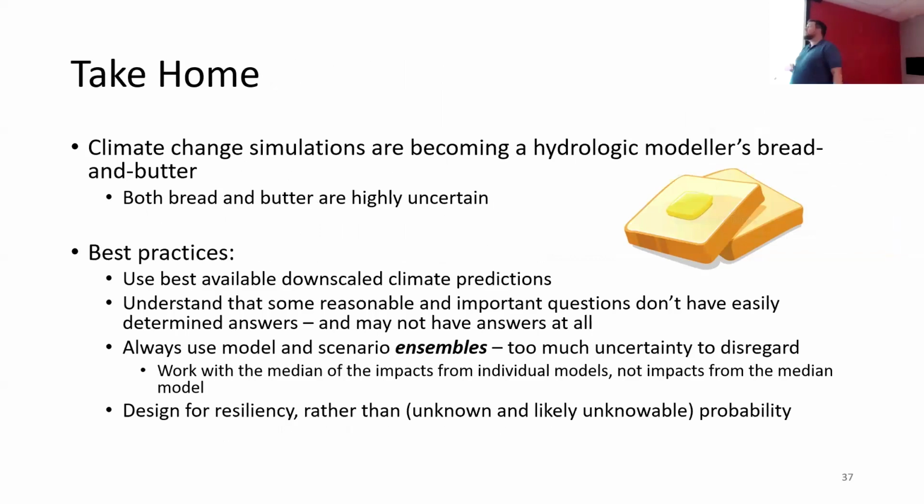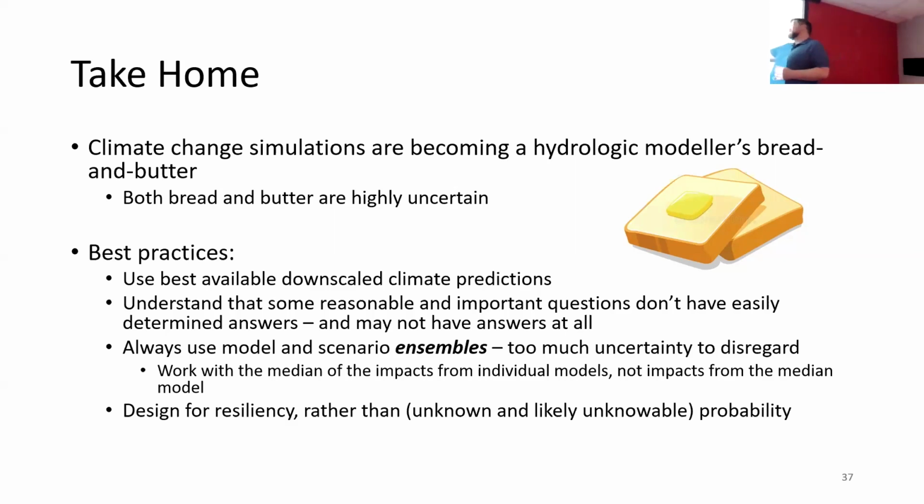All right, so the take home here: climate change simulations are really becoming a big part of what hydrologic modelers do. It's becoming our bread and butter. Unfortunately, both the bread and the butter are highly uncertain. So there's a tremendous amount of uncertainty in all of these analyses. So some best practice, again, use the best available downscaled climate predictions. You want to understand that there are some reasonable, important questions that we're not going to be able to answer reasonably, easily, and we may not get answers at all. The process of chasing after those answers, though, and getting something even with a wide uncertainty bound is more valuable than not having any answer to the question.